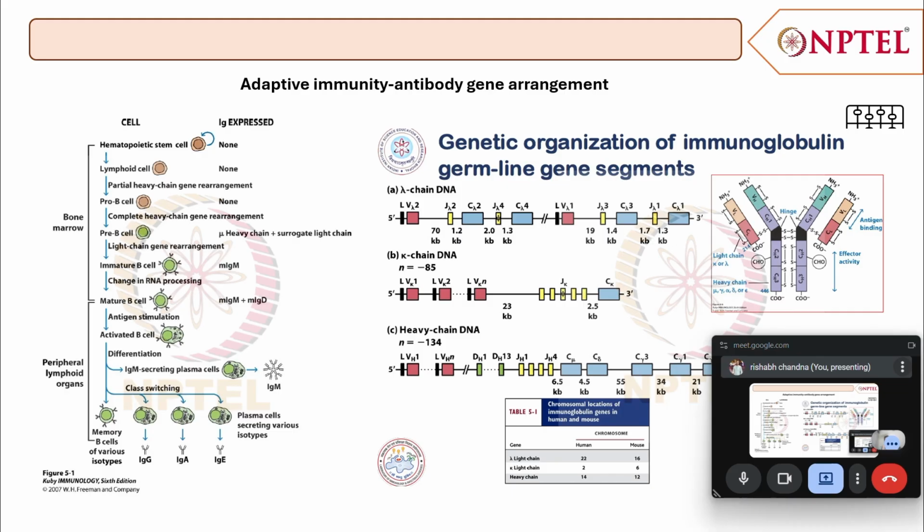Okay, now moving on to the different orientation and the cells that have different types of receptors. So the B cells basically have a precursor called the hematopoietic stem cell. Then it matures into a lymphoid cell, followed by the partial heavy chain gene arrangement. Then it forms a pro-B cell. Okay, so this all happens in the bone marrow. After completing the heavy chain gene arrangement, it completes the pre-B cell formation.